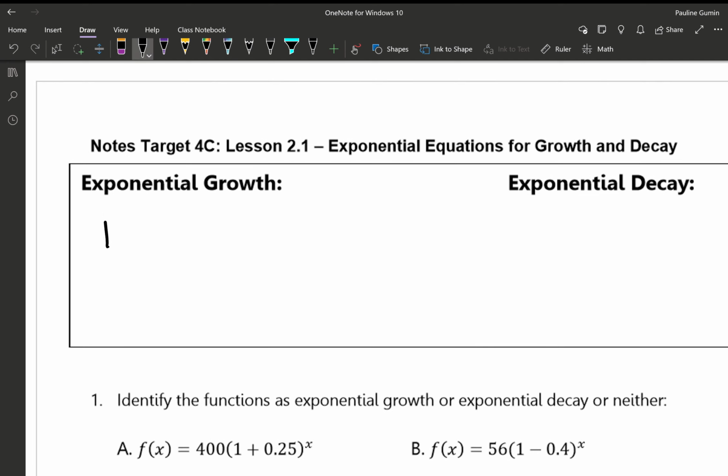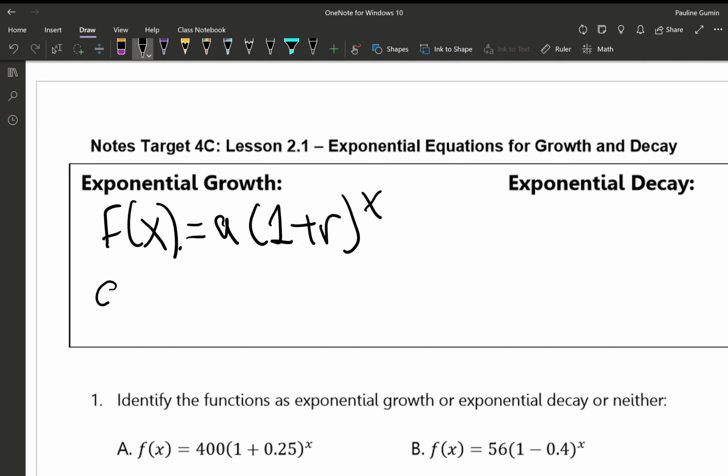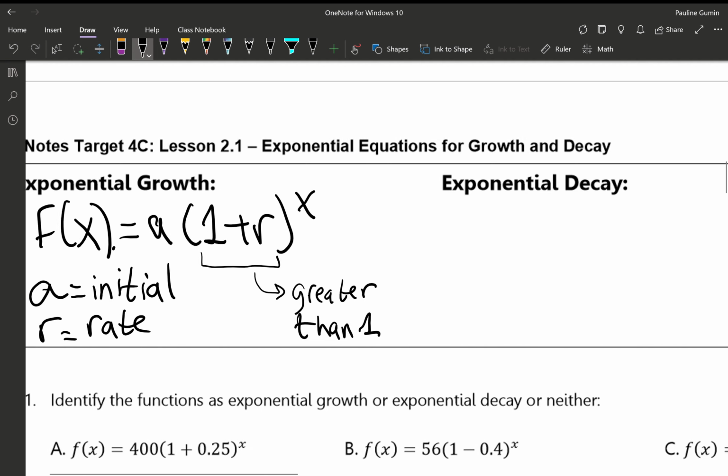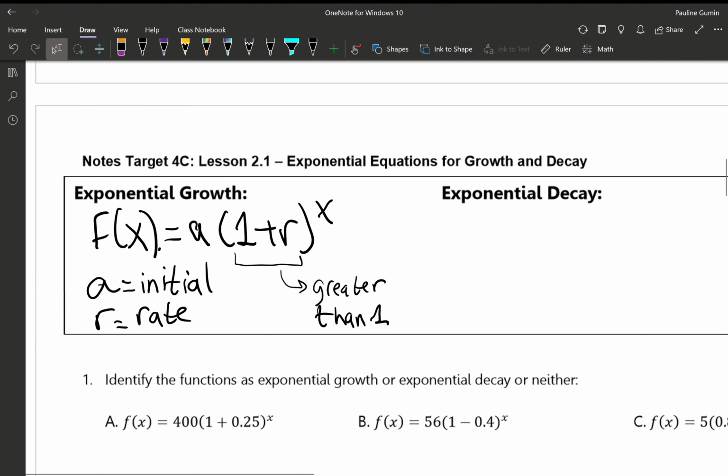Exponential growth. So exponential growth looks like this as a function. F of x equals a, parenthesis 1 plus r to the power of x. Now a is our initial value, so whatever we're starting with, it depends on the problem, and r is our rate. And sometimes this comes as a percent, and we always need to change it back into a decimal. Now, the key thing about growth is to recognize that whatever is inside those parentheses is greater than 1, because that's growing.